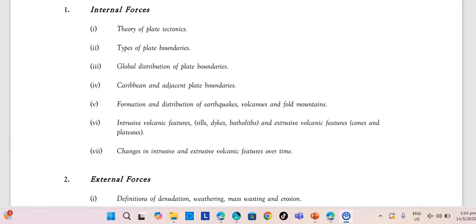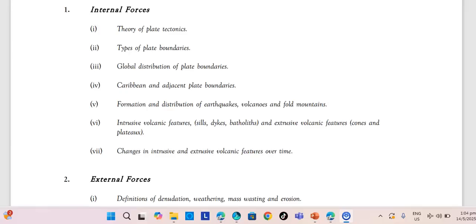And as I said before, because the syllabus does not come with diagrams or maps, while I'm elaborating on the different topics, you can have your notebook or your textbook with you to look at diagrams showing what I'm talking about. All right. Now we're going to look at intrusive volcano features such as sills and dikes and batholiths.